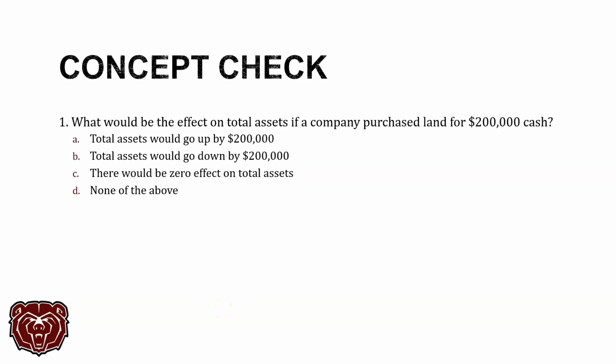Okay, so let's do a quick review of the concept checks over chapter 3. What would the effect on total assets be if a company purchased land for $200,000 in cash?